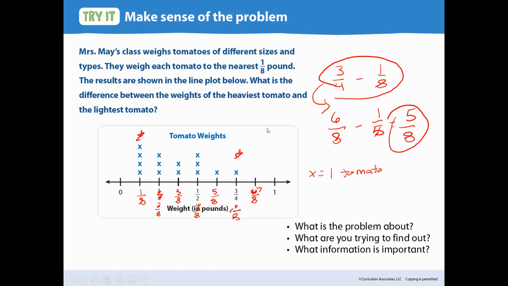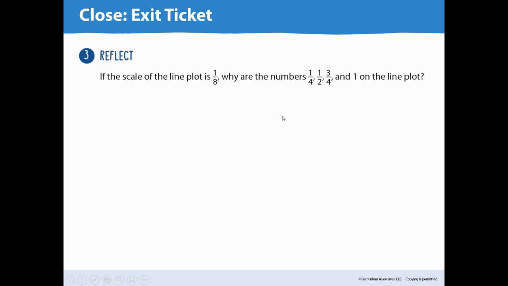All right, let's go ahead and move on. If the scale of the line plot, and you don't have to do anything for this, I just want to talk about it, if the scale for the line plot is 1/8, why are the numbers 1/4, 1/2, 3/4, and 1 on the line plot? I'm going to go ahead and give you that answer. They are what we call benchmark fractions.